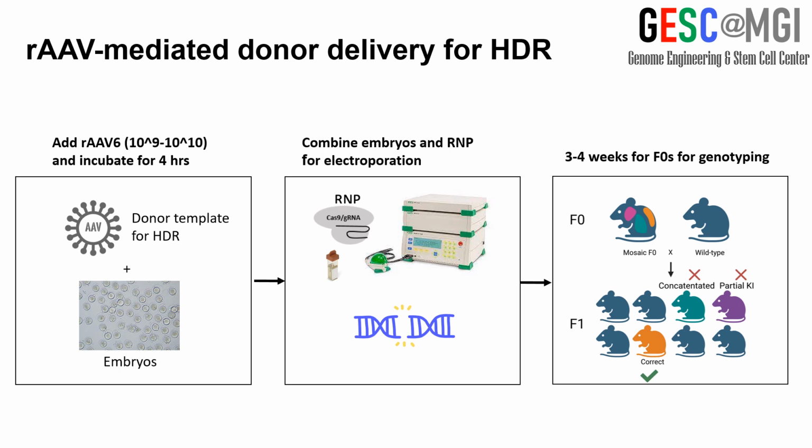And the next step is to combine the embryos with Cas9 guide RNA RNP complexes for delivery via electroporation. And that then allows for that double-stranded break to happen, and with the donor template readily being available, should efficiently install that knock-in event. 3 to 4 weeks later, you should have F0s. So these animals that are born, they are chimeric animals in the sense that the gene editing event may have happened at different stages of very early development.